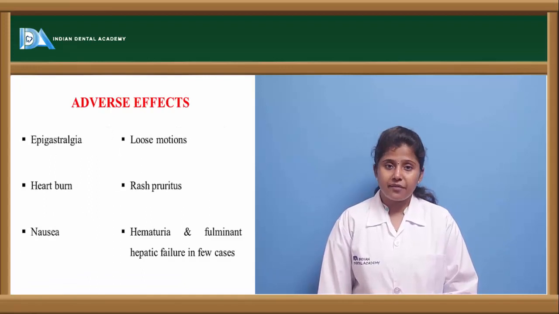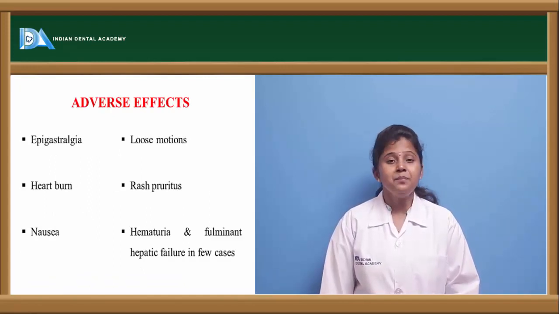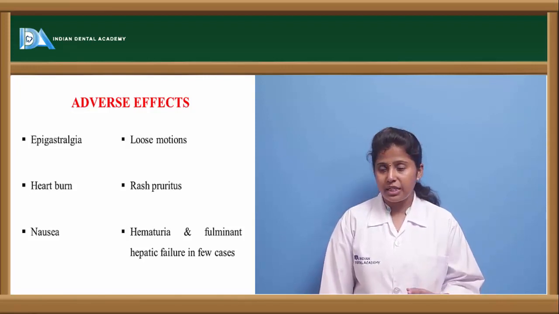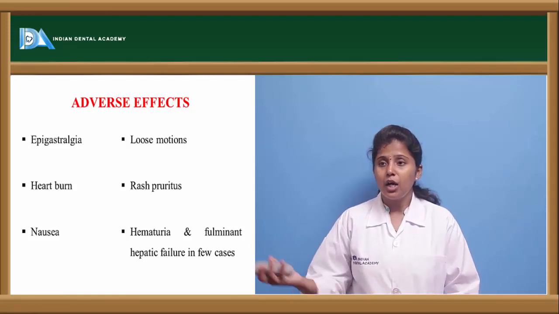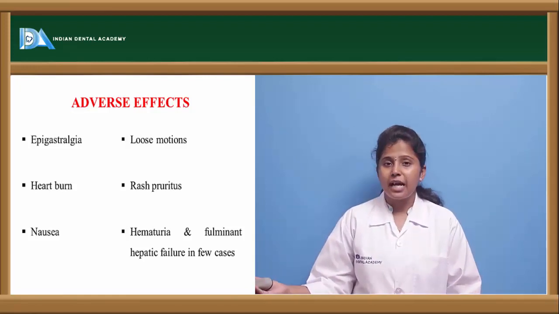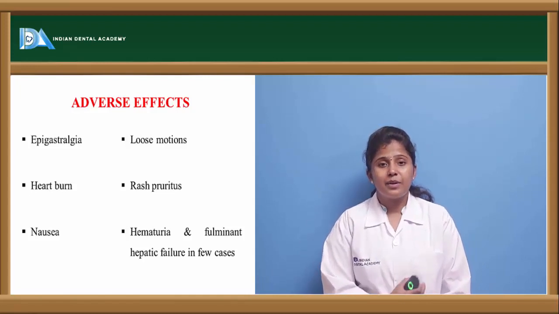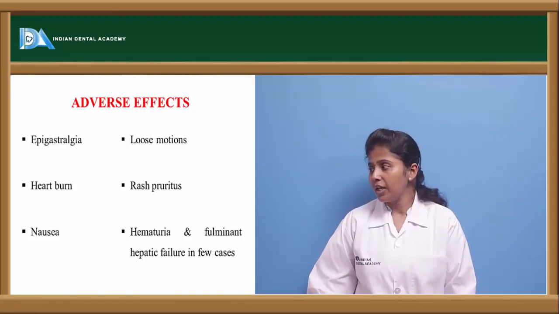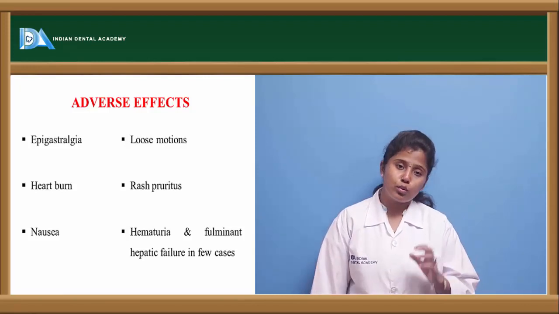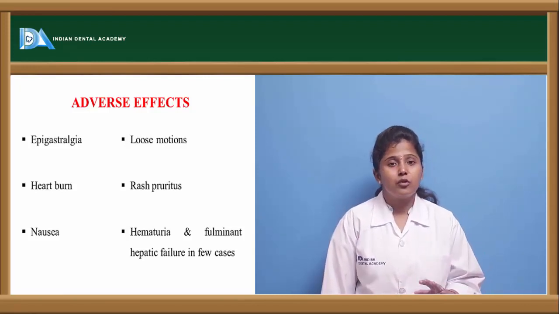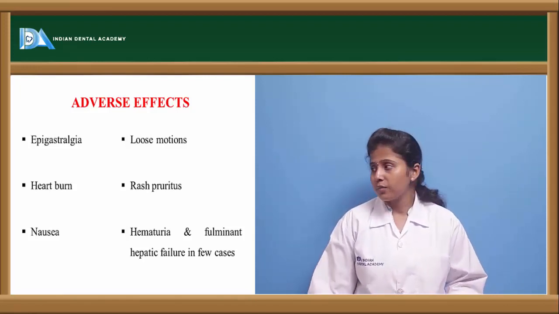Let us see the adverse effects of Nimesulide. It has adverse effects like epigastralgia. There will be severe gastric disturbances, heartburn, a burning sensation in the chest, nausea, loose motions, as well as rash and pruritus. There will be rashes occurring in the body, and hematuria as well as fulminant hepatic failure. On overdoses, it even causes failure of the hepatic system. We can say that it causes liver failure.